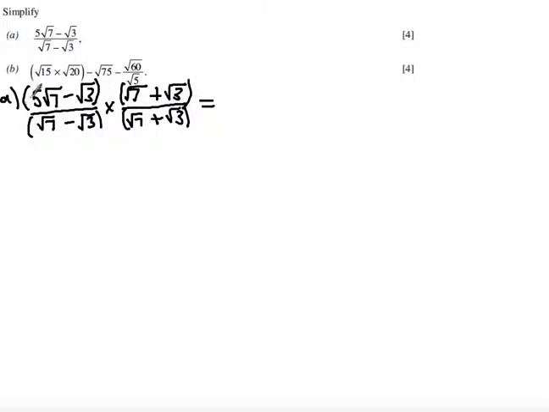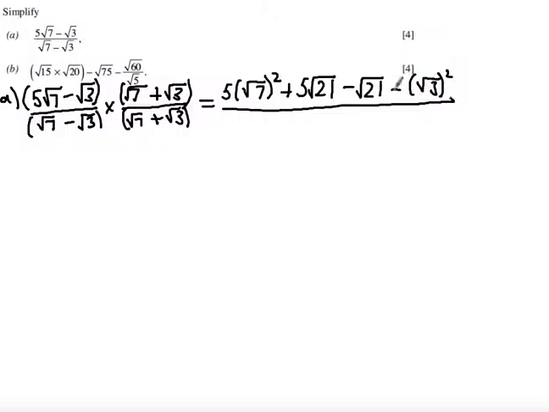Expanding the bracket on top, I get 5 times root 7 squared. I then get 5 root 7 times root 3, so that gives me plus 5 root 21, because we just do the 7 times the 3. I then get minus 3 root 3 times root 7, so I get minus root 21. And then finally we get minus root 3 times plus root 3, gives me minus root 3 squared. There's different ways you can write this. You could have just written this as root 9, however you want to do things.